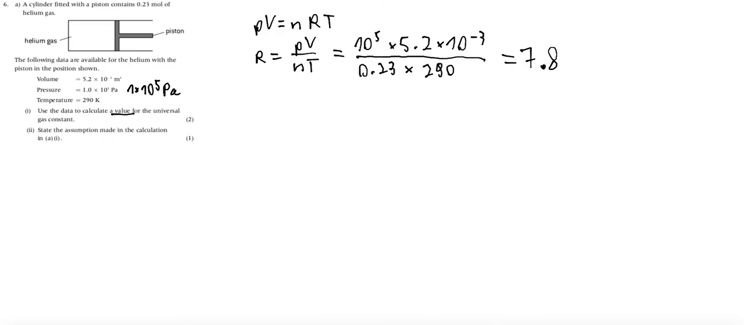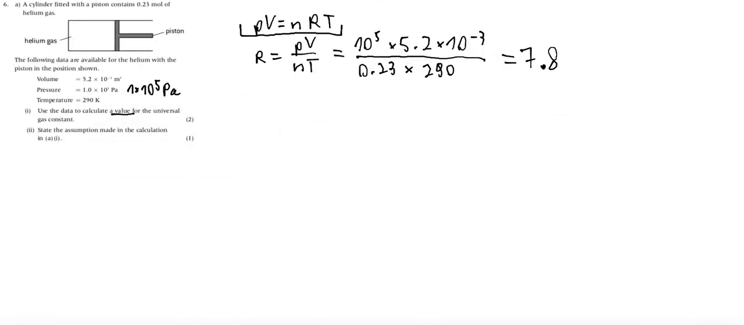Okay, state the assumption made in these calculations. My assumption was that this gas behaves as an ideal gas, because this equation works only with ideal gases. So the assumption is that it behaves as an ideal gas.